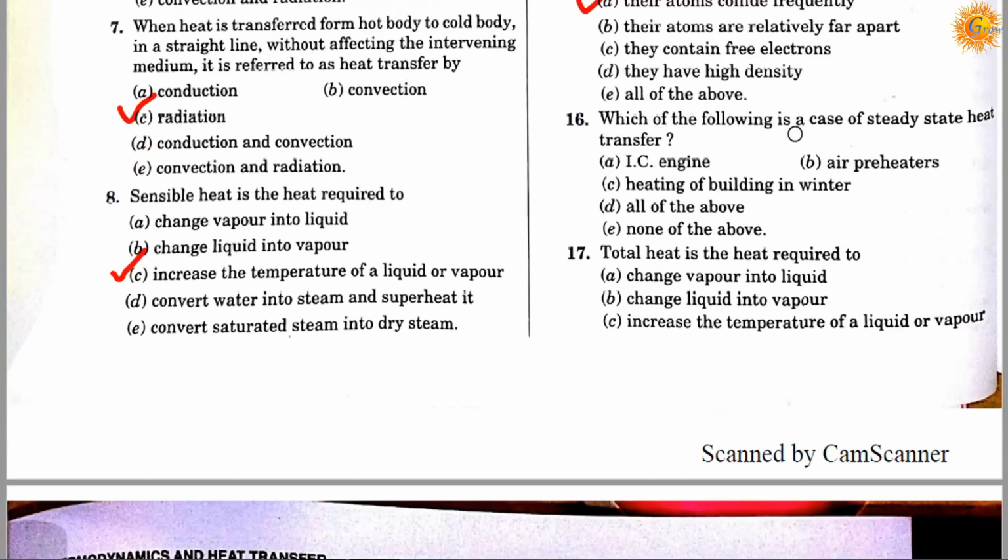Question number 16. Which of the following is a case of steady state heat transfer? Option A, IC engine. Option B, air preheaters. Option C, heating of building in winter. Option D, all of the above. And option E, none of the above. Correct answer is E, none of the above.